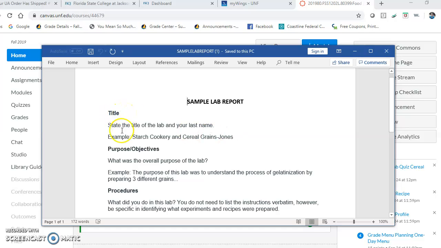After the title comes your purpose and objectives. What was the purpose of this lab? What did you learn in this lab? And again, here's an example. The purpose of this lab was to understand the process of gelatinization by preparing 3 different grains.